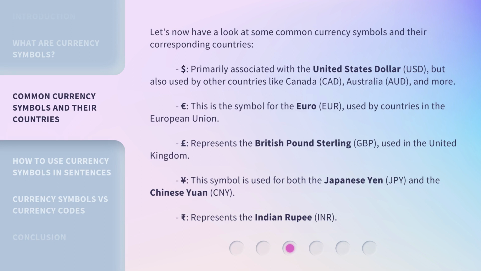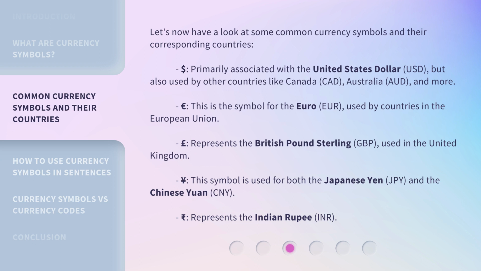Let's now have a look at some common currency symbols and their corresponding countries. Dollar. Primarily associated with the United States dollar, USD, but also used by other countries like Canada, CAD, Australia, AUD, and more. Euro. This is the symbol for the euro, used by countries in the European Union.